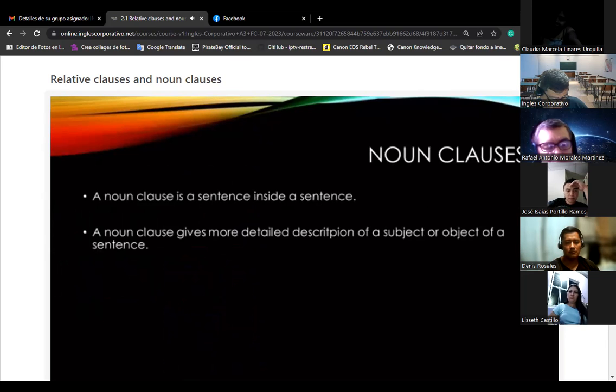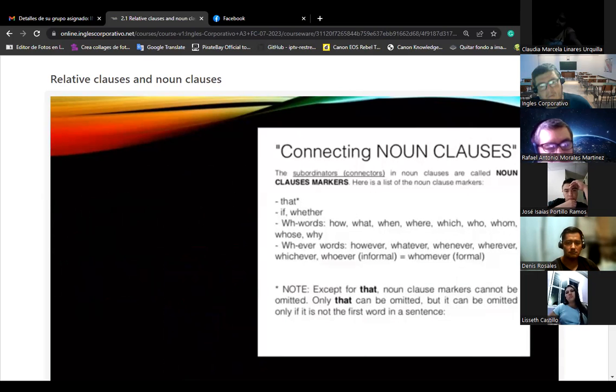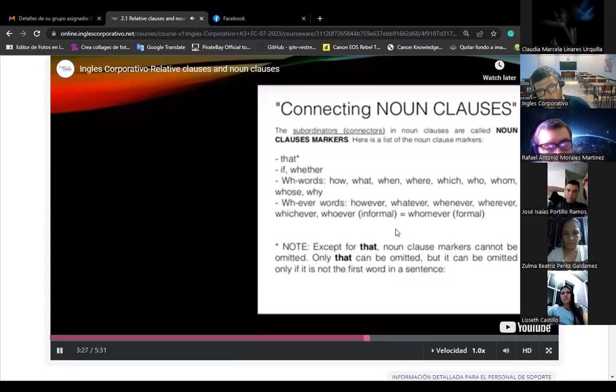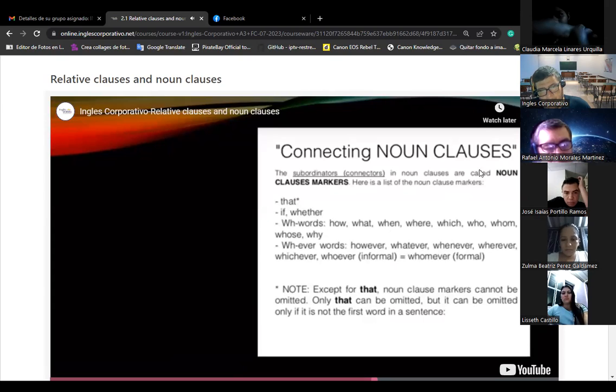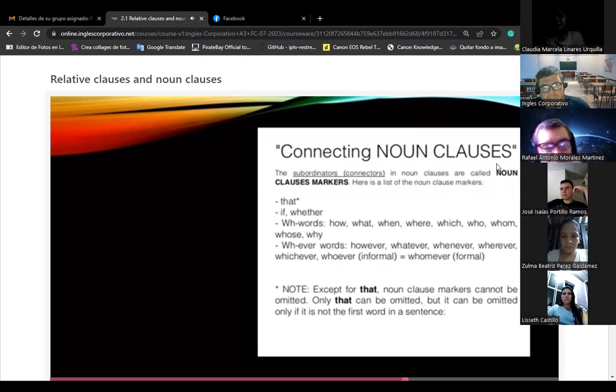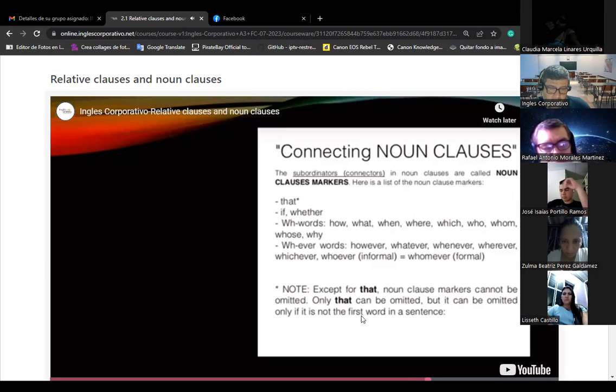Noun clauses. A noun clause is a sentence inside a sentence. A noun clause gives more detailed description of a subject or object of a sentence. Let's take a look at these words. They are noun clause markers or connectors. That, if, whether, WH words: how, what, when, where, which, who, whom, whose, why. WH-ever words: however, whatever, whenever, wherever, whichever, whoever, which is informal, and whomever, which is formal. We want you to note, except for that, noun clause markers cannot be omitted. Only that can be omitted, but it can be omitted only if it is not the first word in a sentence.